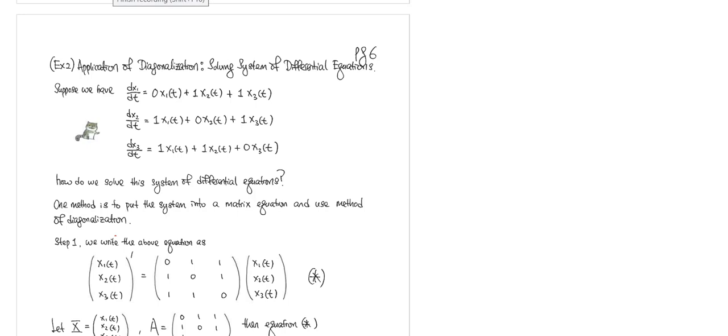Hello, welcome back to Math 332 Linear Algebra. Today we are going to look at one of the applications of the diagonalization process used in solving a system of differential equations. So this is a system of differential equations which we want to solve today.